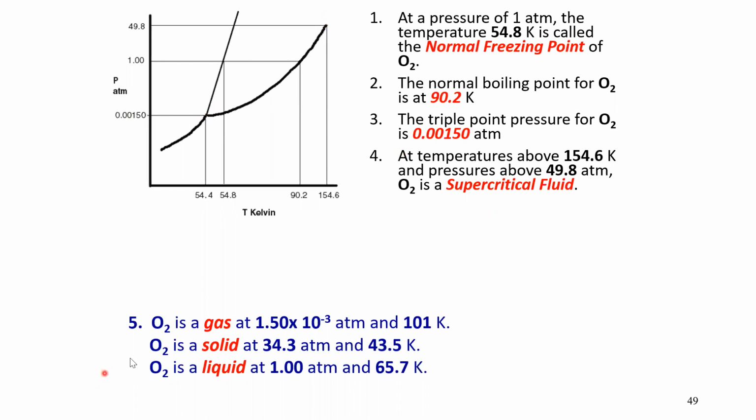And then the last question, oxygen is what phase at, and it gives us the pressure and the temperature. So we're up in here, so it's a gas. And then for the second one, we're along here, so it's a solid. And the third one, we're in here, so it's a liquid. Okay, everybody feel fairly comfortable with phase diagrams?